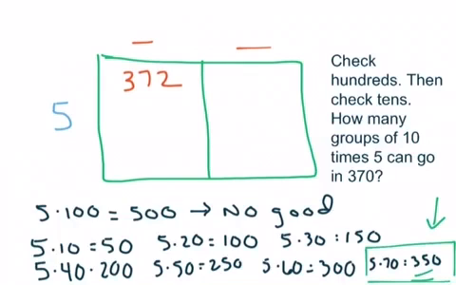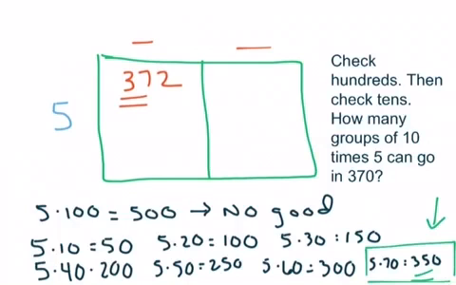So now I check my tens. I'm like, okay, how many groups of 10 times 5 can get me as close to 370 as possible? So really what I'm looking at here is just the 37. I really don't care too much about the 2 right now. I'm only worried about the tens. So I have 37 tens. How many 5 times 10 can I get into 372?